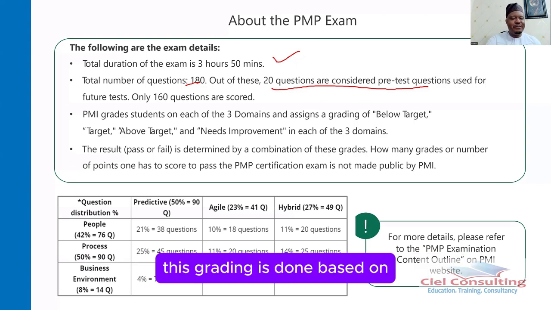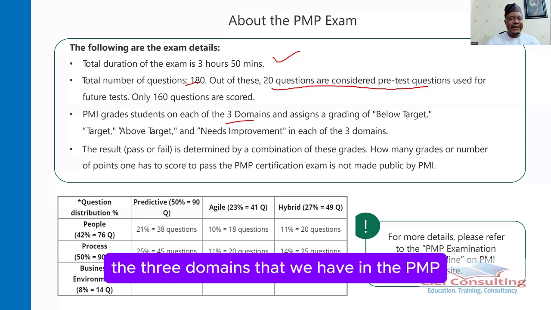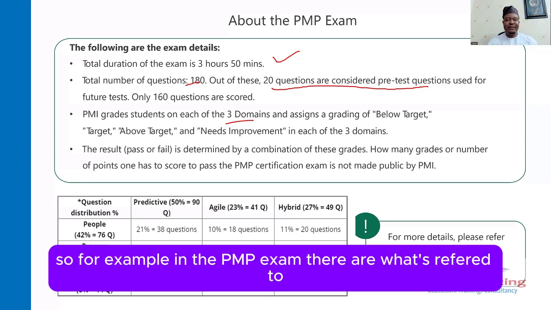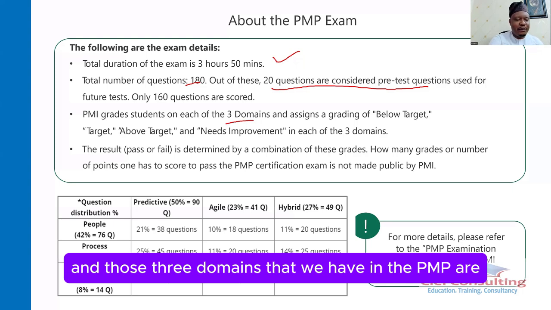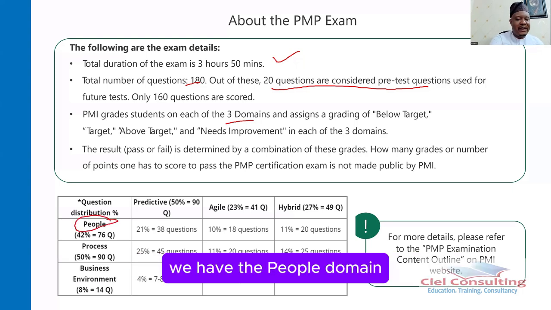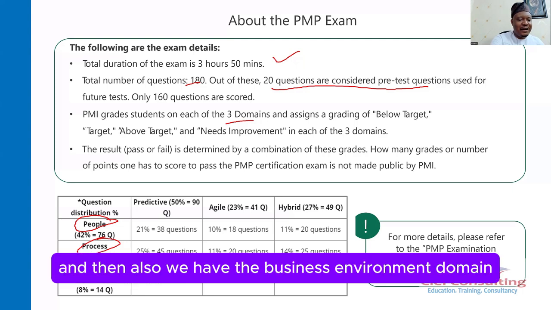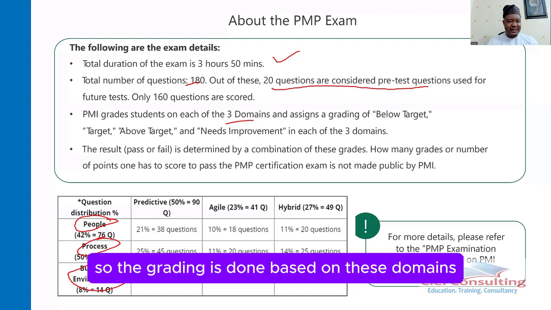This grading is done based on the 3 domains that we have in the PMP. So for example, in the PMP exam, there are 3 domains, and those 3 domains are the people domain, the process domain, and also the business environment domain. So the grading is done based on these domains.